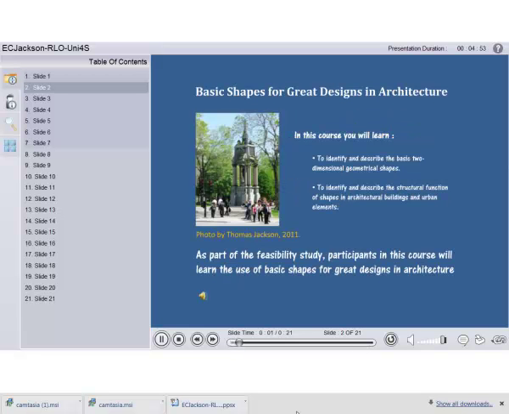In this presentation, we are going to review the use of basic shapes for great designs in architecture. In this course, you will learn to identify and describe the basic two-dimensional geometrical shapes and to identify and describe the structural function of shapes in architectural building and urban elements.